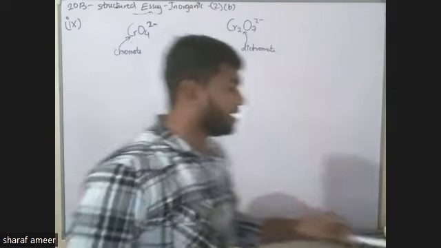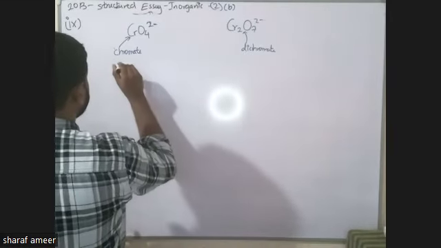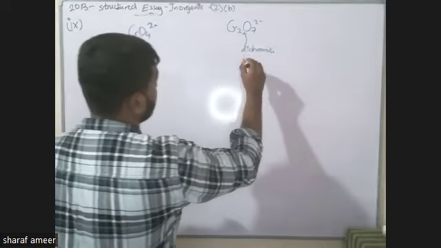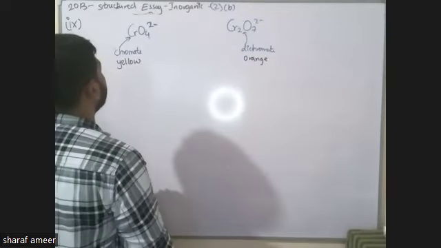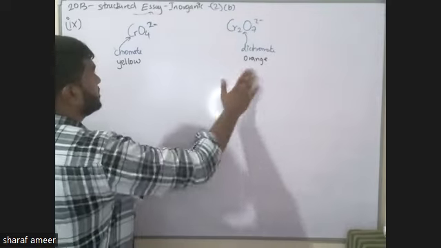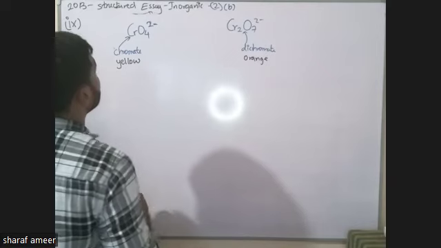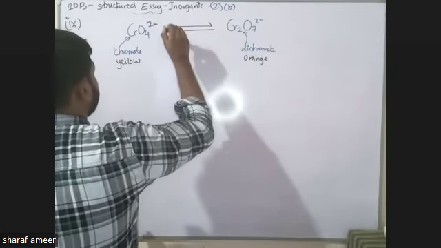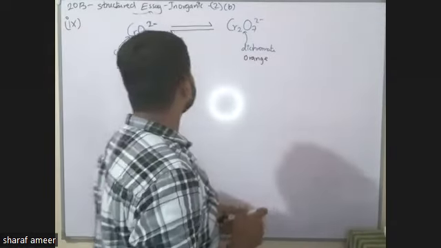So the color of this compound, this one is yellow, and this one is orange. The solutions are quite different, right? So this is yellow in color, this is orange in color. So you can identify them in this aspect. These two form an equilibrium between them.